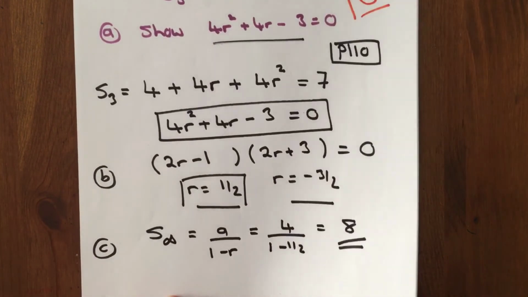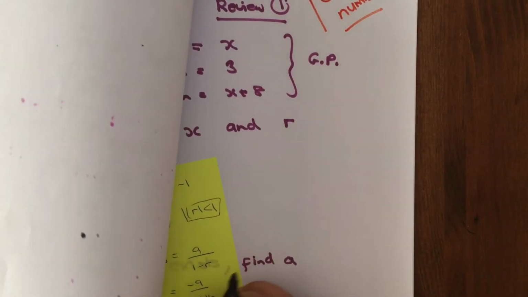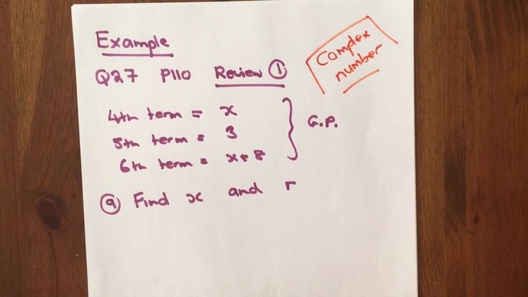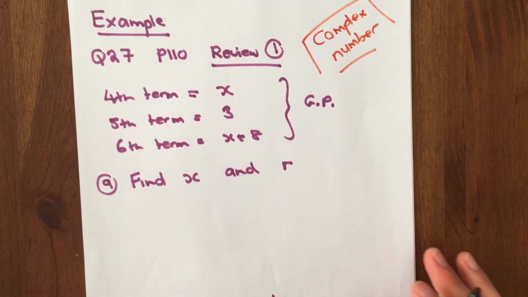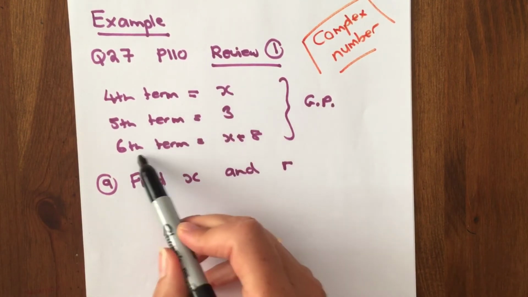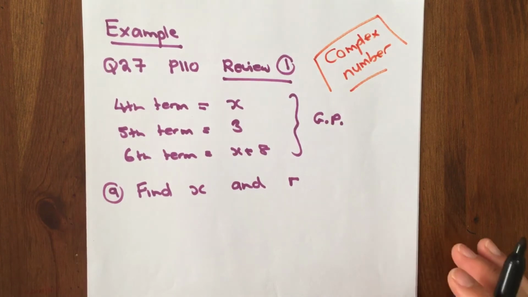Well done if you did that on your own. Right, another question now, which I'd like to do. So turn to page 27, please, in your book, the same page, page 110. You've been given the 4th term, 5th term, 6th term, and it says to find x and r, and it's a geometric progression. Okay, have a go at this first and then check your answer.